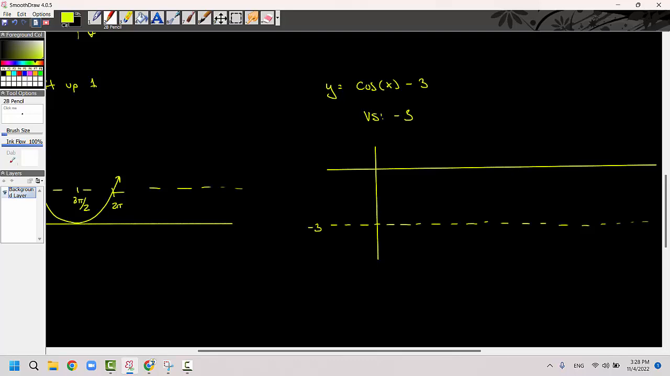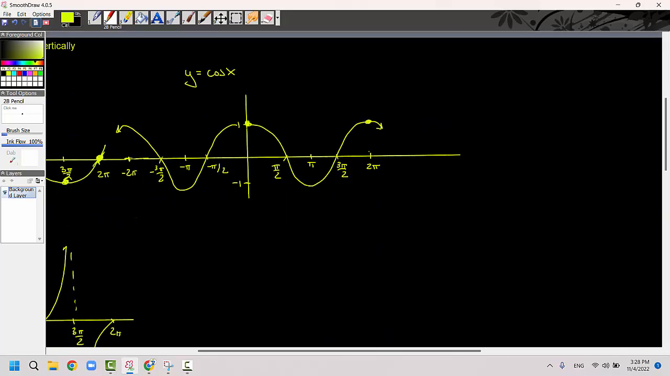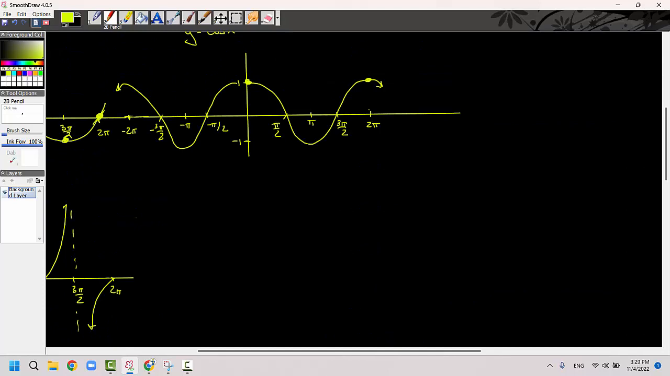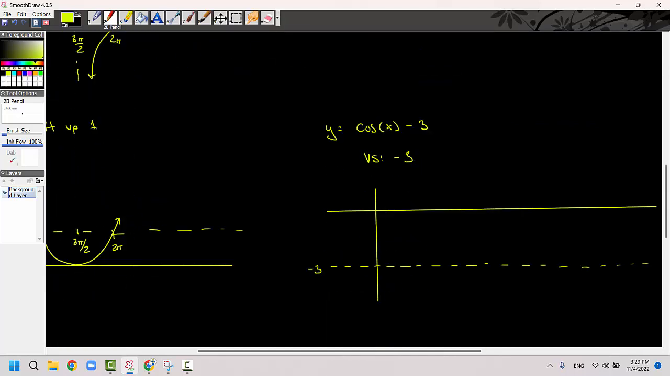Remember, cosine only goes as far up as 1 and as far down as negative 1 also. So very much like sine, from the center, it'll go up 1 and down 1. So hopefully it makes sense that this one will go as far up as negative 2 and as far down as negative 4. Cosine starts at the high point. It's going to scoop way down and then go back up to its high point right there.